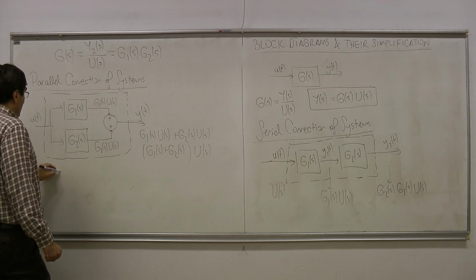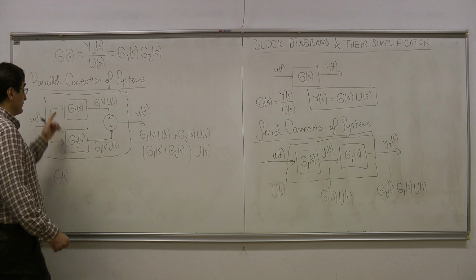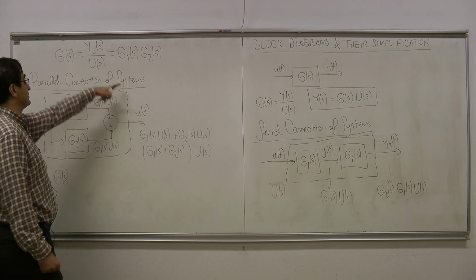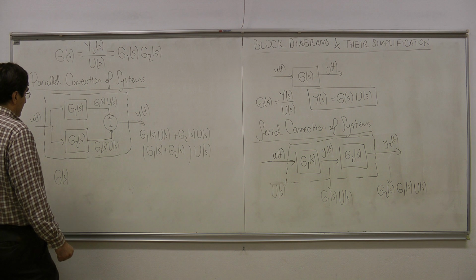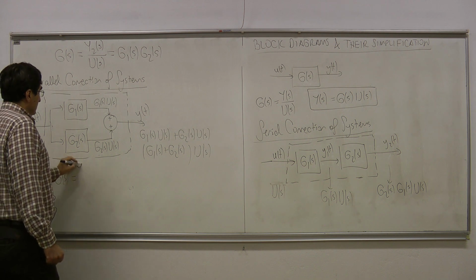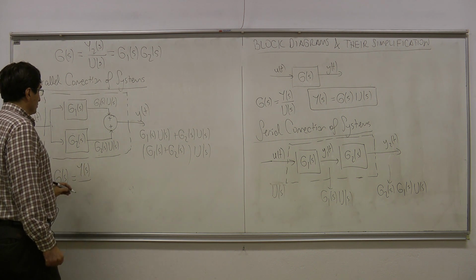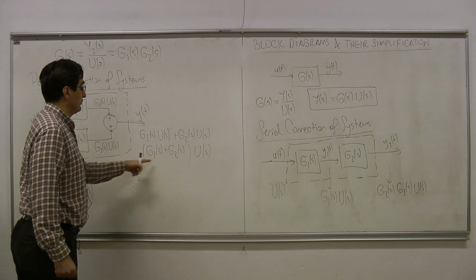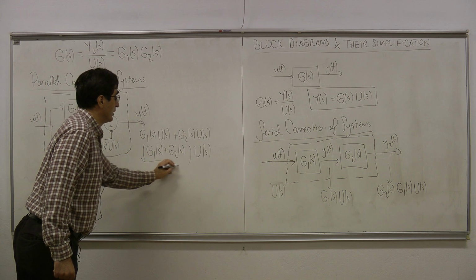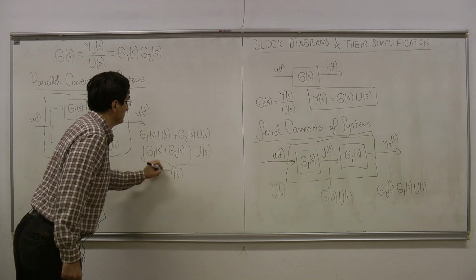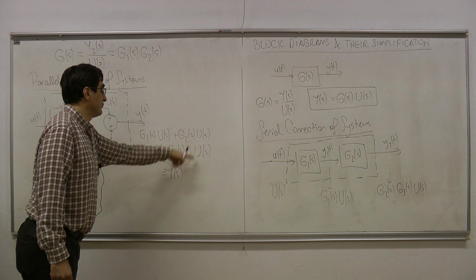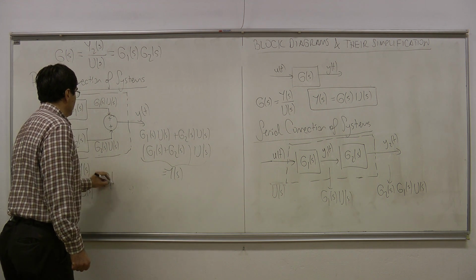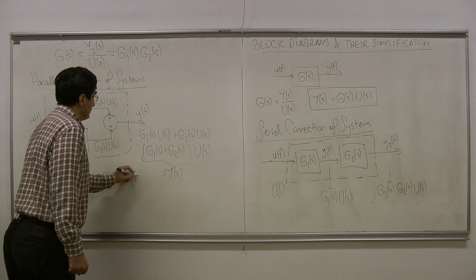So here, if I want to obtain the overall transfer function of this block here, it is going to be the ratio of the output Laplace transform to the input Laplace transform. Since this is my Y(s) here, if I divide Y(s) by U(s), I get G1(s) plus G2(s).